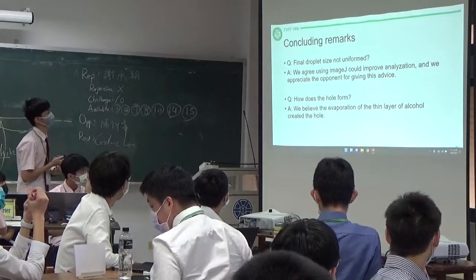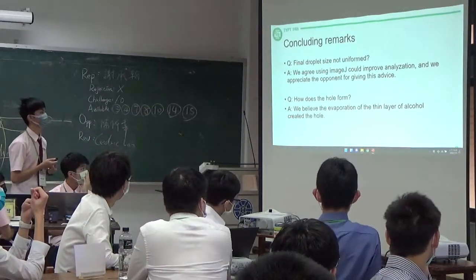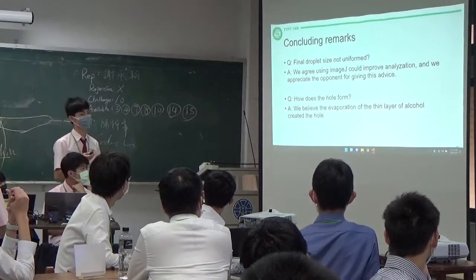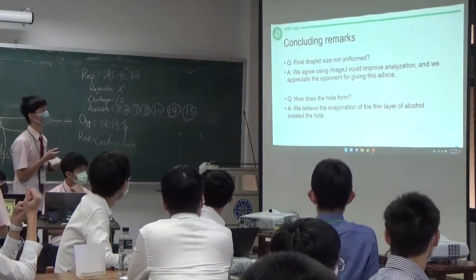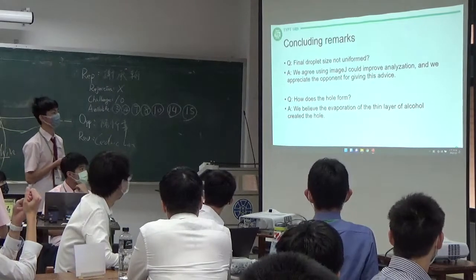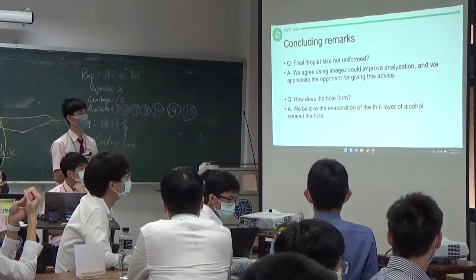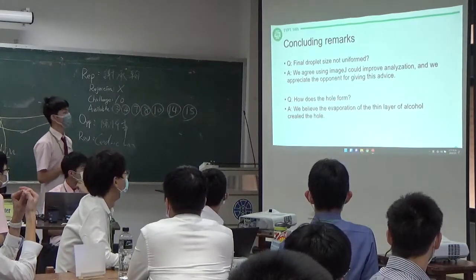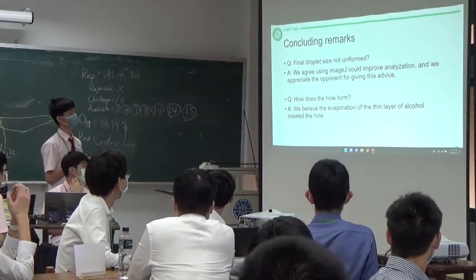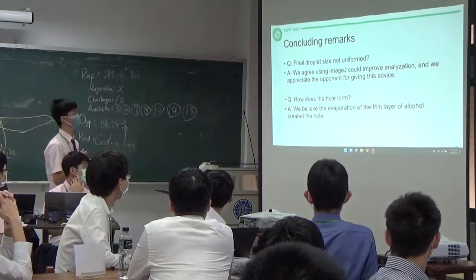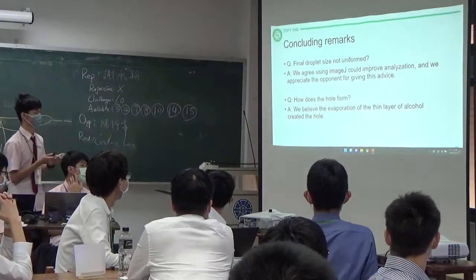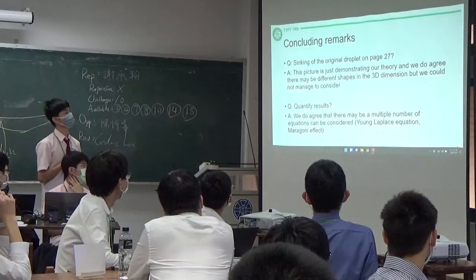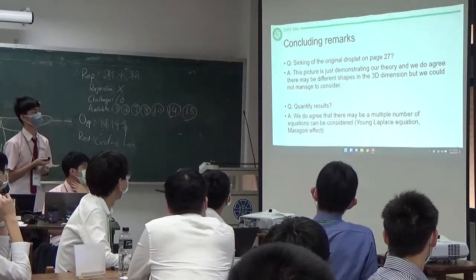For the next question, on the final droplet size in our uniform, we agree on using ImageJ, which he said can consider all the droplets in the picture, so we might improve our analysis. We appreciate the advice. The next question is, how does the hole form? We believe that the evaporation of a thin layer of alcohol we just discussed creates the hole and triggers the hole effect.